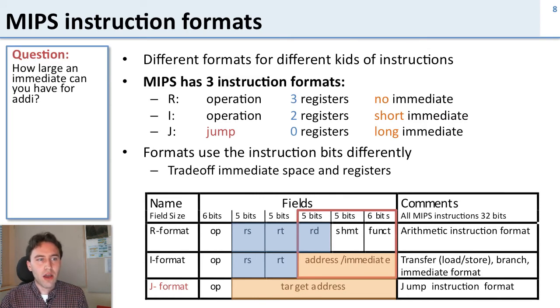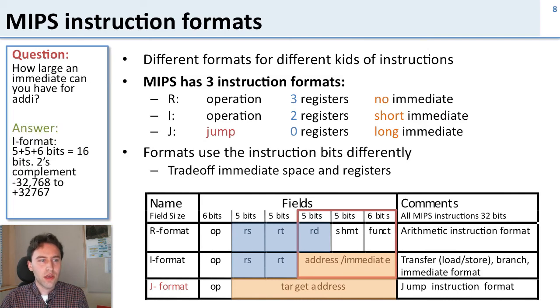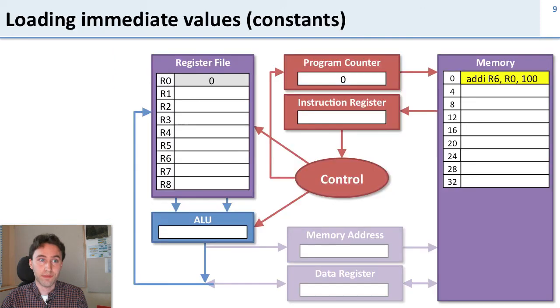So here's a question. How large an immediate can you have for an add I instruction? If we look at what we have here on the screen, we can see that the I format has 5 plus 5 plus 6 bits, or 16 bits, for its immediate. In 2's complement, that lets us go from minus 32,000 to plus 32,000. So the constant for doing an addition, or an add I, is 16 bits, so we can have anything between minus 32,000 and plus 32,000. We're going to see later how we can have longer constants.